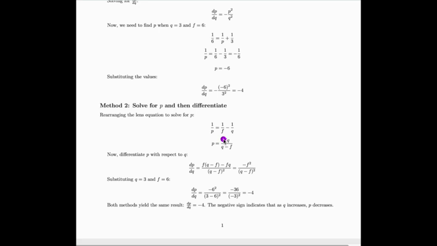Now, if we solve it a different way, where we just solve for p and then take the derivative like we normally would, since we're trying to find the rate of change of p with respect to q, I want to solve this equation for p. So I'm going to multiply everything by f, q, and p to clear the fractions, and then solve for p, and we'll get p is equal to f times q in the numerator divided by q minus f in the denominator.